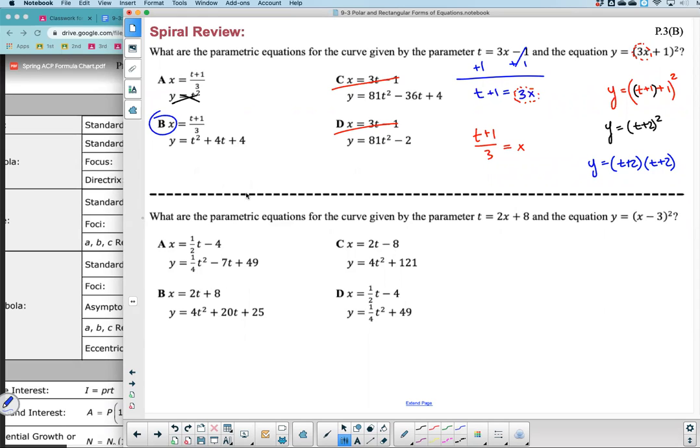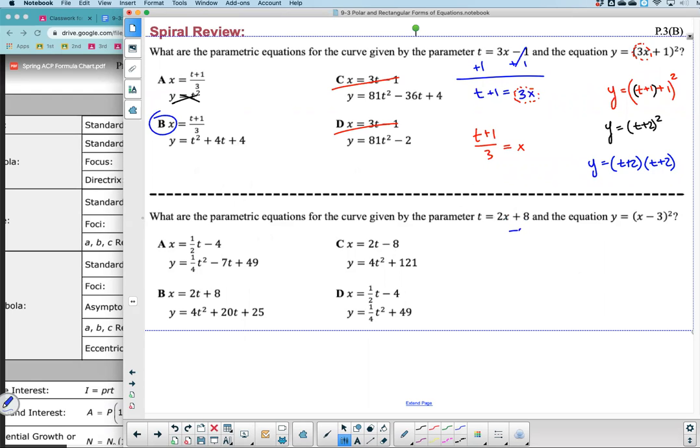All right, and let's try the second one. What are the parametric equations for the curve given by, okay, it looks like the same type of problem. We're just reloading. What's shared is the x. This time, however, I do need to go ahead and solve all the way for x, because that's not a 2x over there. So I'd have t minus 8 equals 2x. Divide both sides by 2.